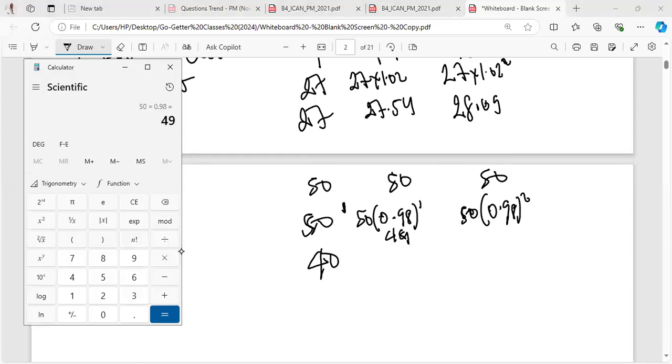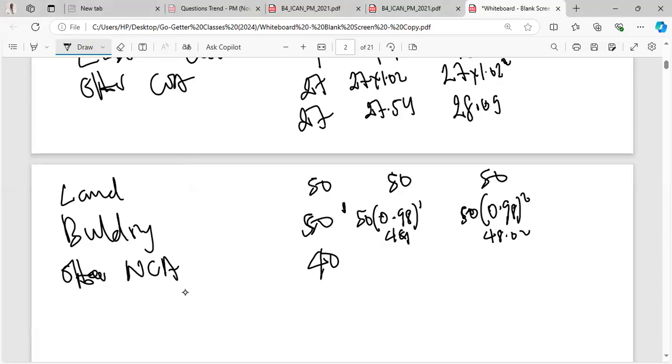Okay, so if you come again and multiply this by 0.98, that will give me 48.02. So here will give me 48.02. So that's what your building is going to be.